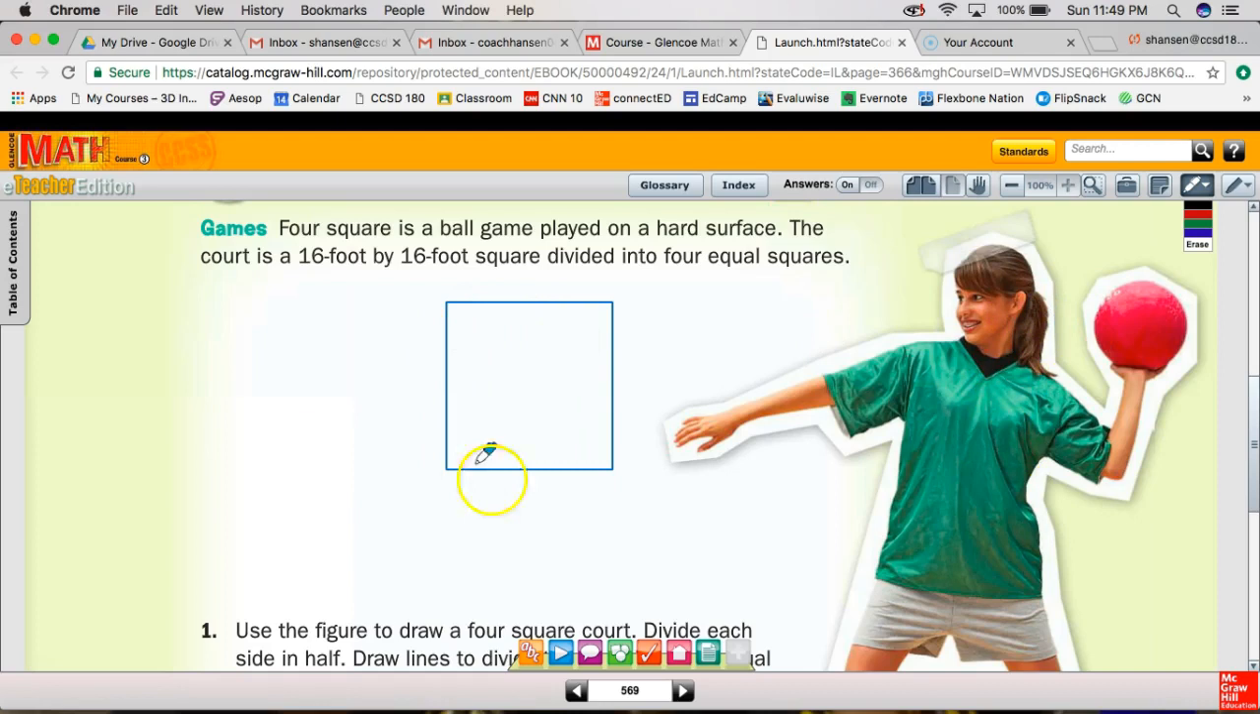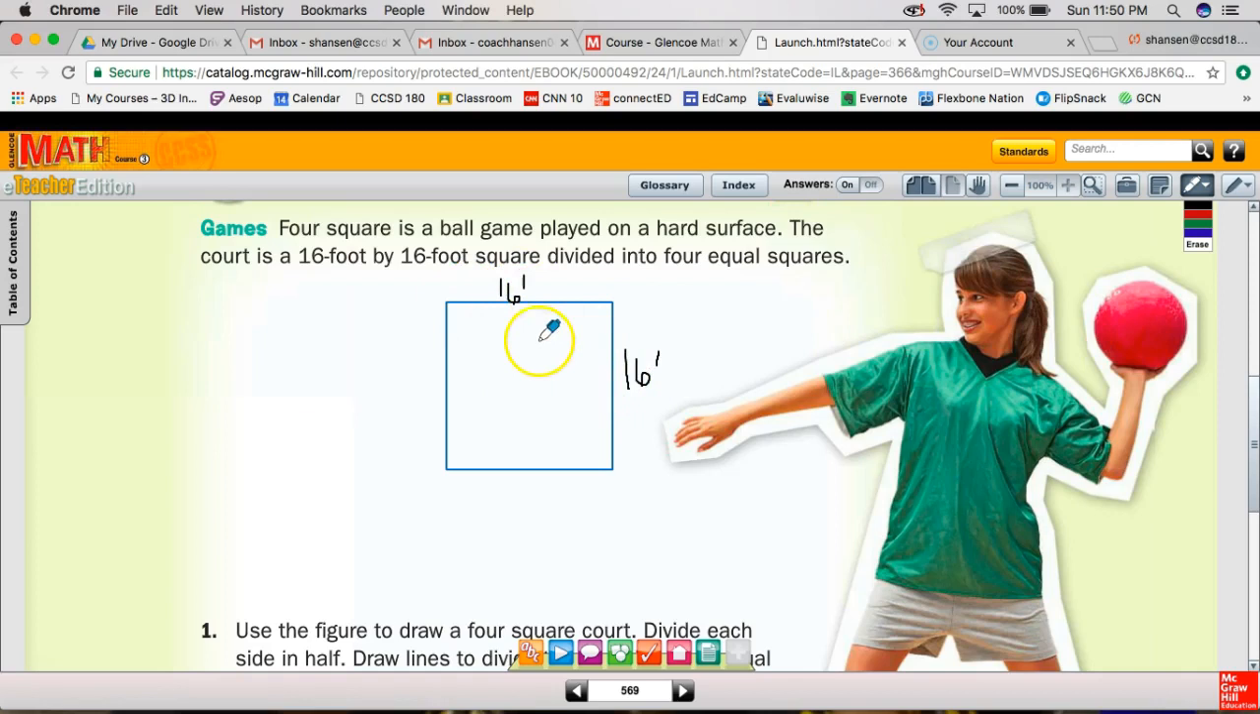At any rate, here's a square, and according to the directions here, it says Foursquare is a ball game played on a hard surface. I don't care. This chick's throwing a dodgeball. At any rate, the court is a 16-foot by 16-foot square divided into four equal squares. So that means this distance, which we'll call the length, is 16 feet. That's not a 1. That's like an apostrophe. It means feet. This is 16 feet. So 16 feet by 16 feet court.